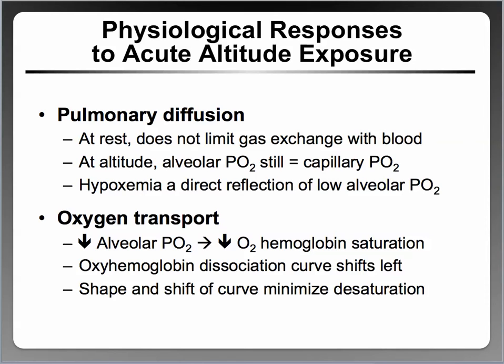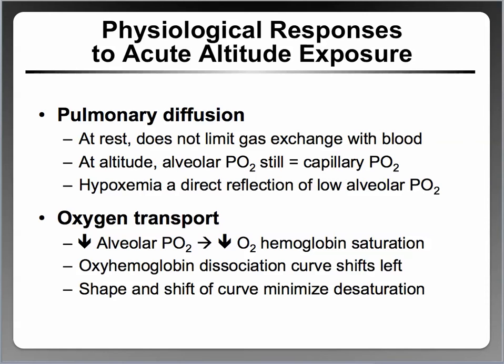However, we talked about how as you increase your altitude, you do see hypoxemia, or low arterial blood oxygen content occurring. It's due to the decrease of oxygen in the blood, and it's not really due to the ability of the blood to diffuse. It's more a reflection of the partial pressure of oxygen in the alveoli.